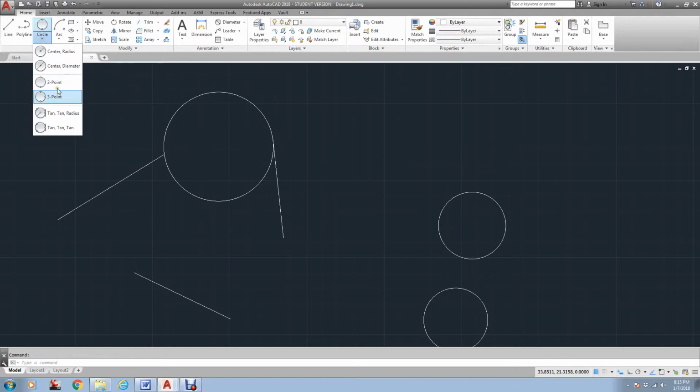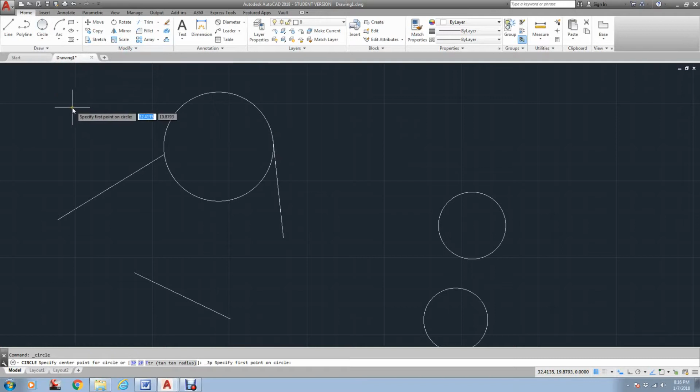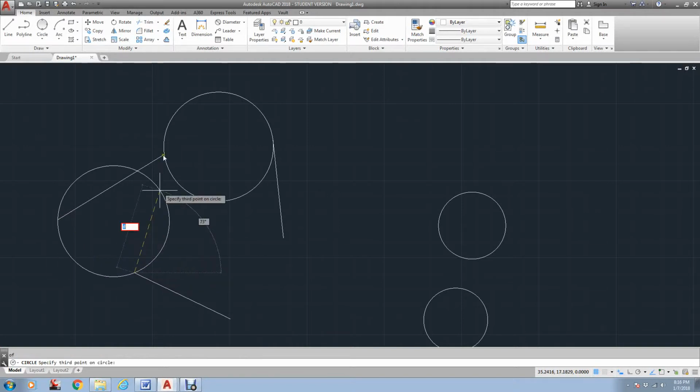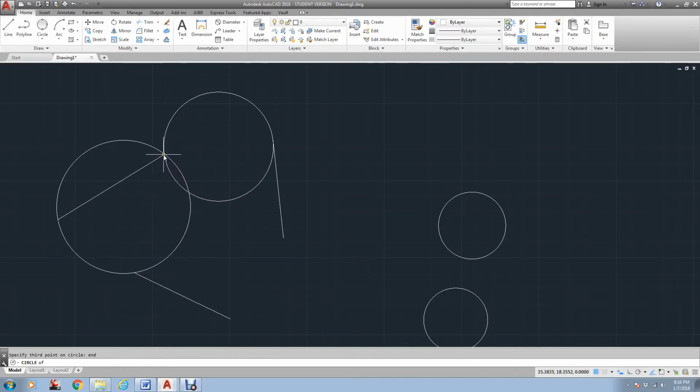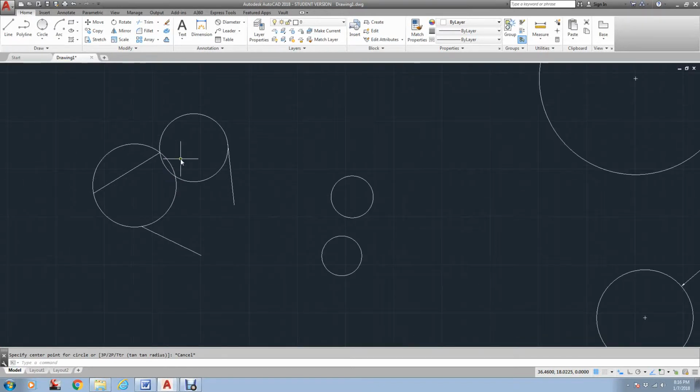Same thing with the 3 point. I could say that I want a circle to go through this point, go through this point, and go through, let's just do this one here. So again, it went through 1, 2, 3 points, and then this one went through 2 points, the end of this line and into that line. Okay, so those are pretty straightforward. Those are for if you've got the lines defined, but you need to show the circles.